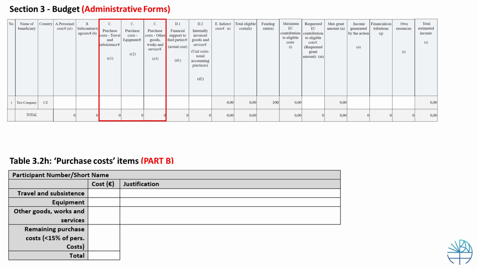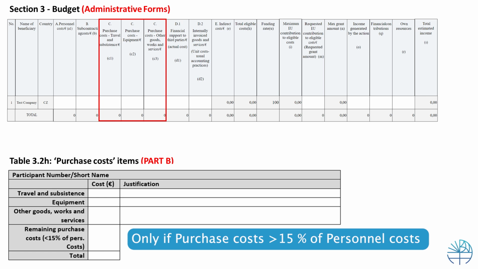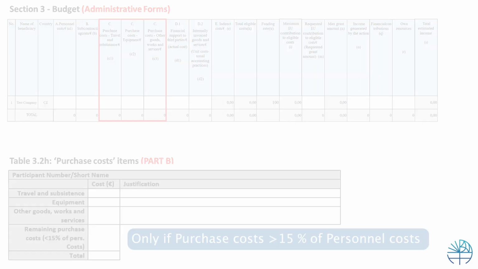Part B includes a table designated for justifying purchases, filled out only by partners whose total purchases exceed 15% of their personnel costs. These partners start with justification of the most significant items until the remaining costs are less than 15% of their personnel costs.